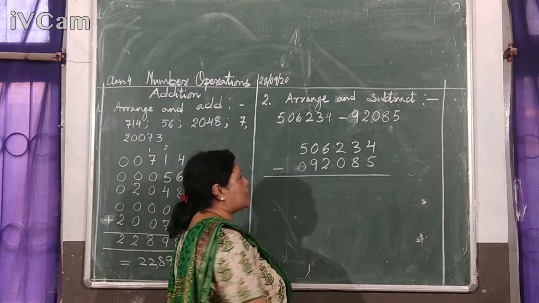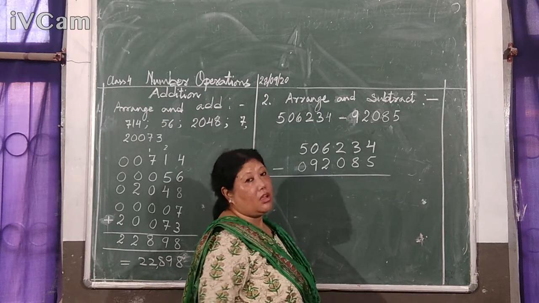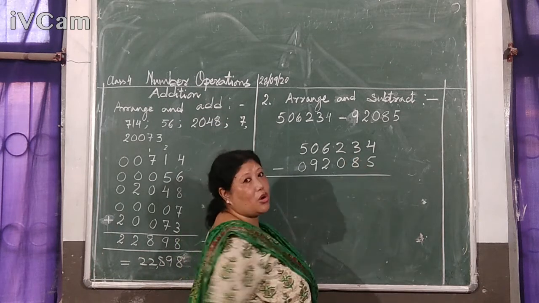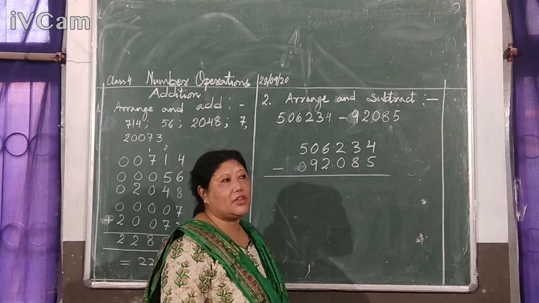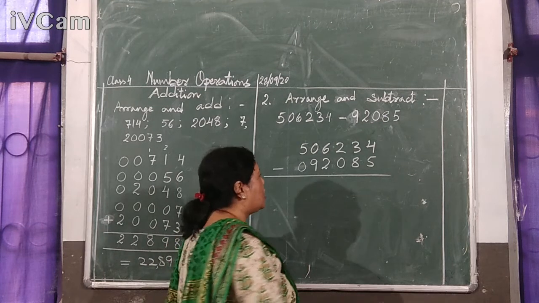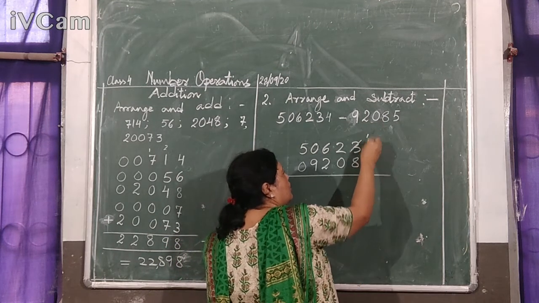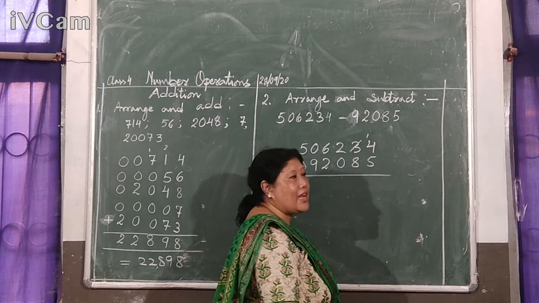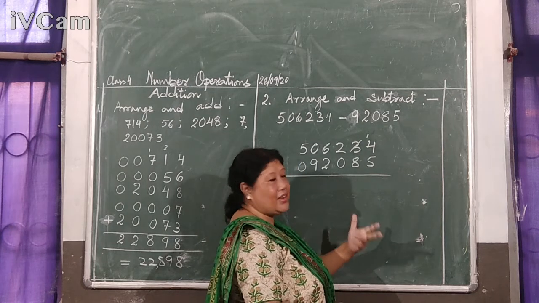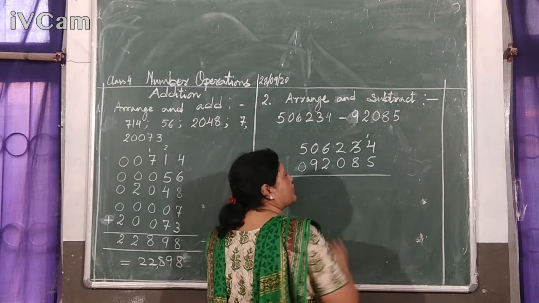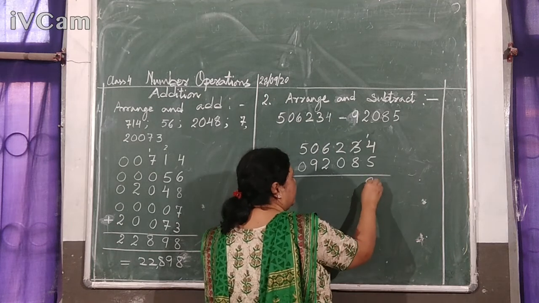Now start subtracting. You cannot subtract 5 from 4 because 5 is bigger. You have learnt in class 3 also, isn't it? You have to borrow 1 from here. 14 minus 5, start counting from 5, 6, 7, 8 like that. So 14 minus 5 will be 9.